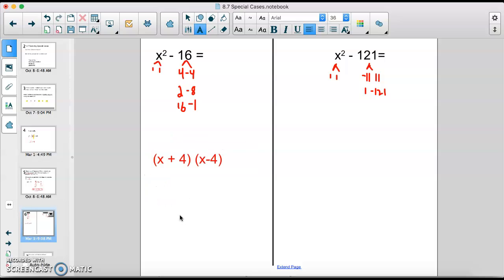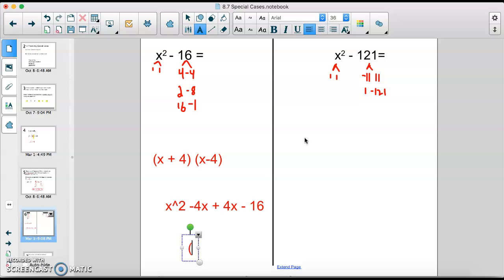And if I distribute that, I would get x squared minus 4x plus 4x minus 16. Negative 4x plus 4x gives me 0. So that is my answer right there.